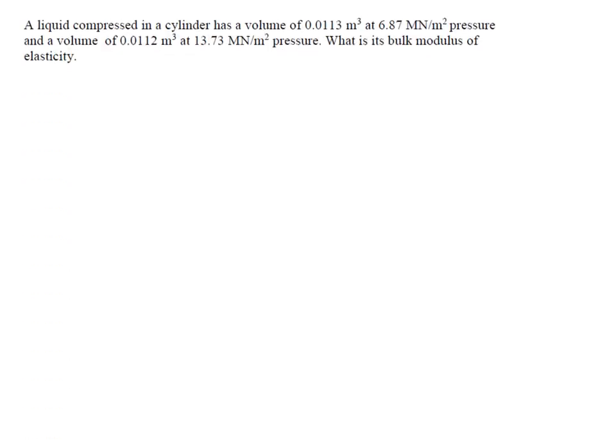Now this is a problem of bulk modulus of elasticity. A liquid is compressed in a cylinder which has a volume of 0.0113 meter cube at some pressure, which is 6.87 meganewtons per meter square, and has a volume of 0.0112 meter cube when you increase the pressure to 13.73 meganewton per meter square. So I told you that bulk modulus is nothing but dou P divided by dou V by V. Therefore dou P is the increase in the pressure, which is 13.73 minus 6.87.